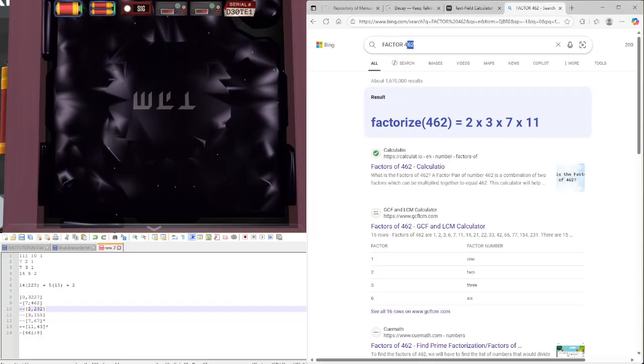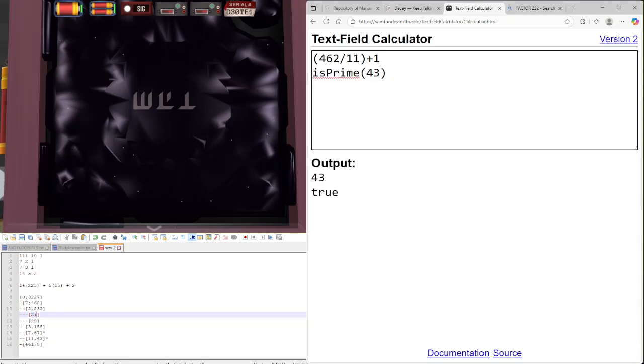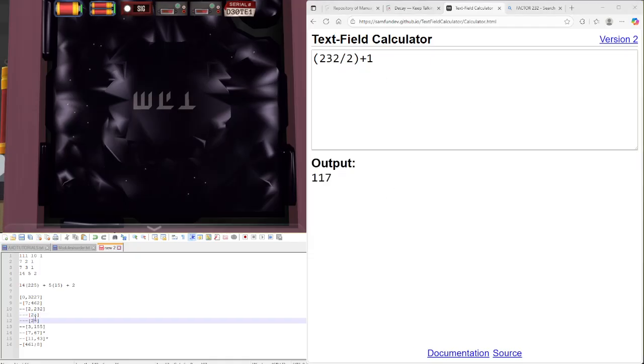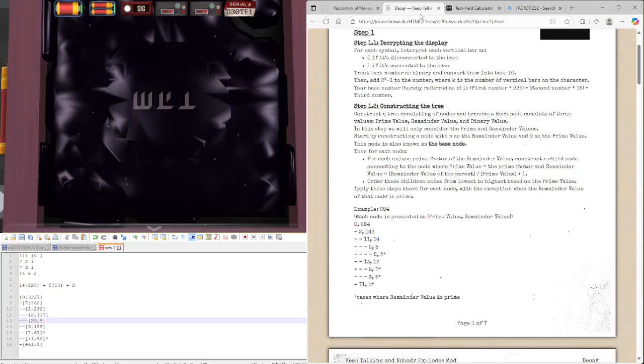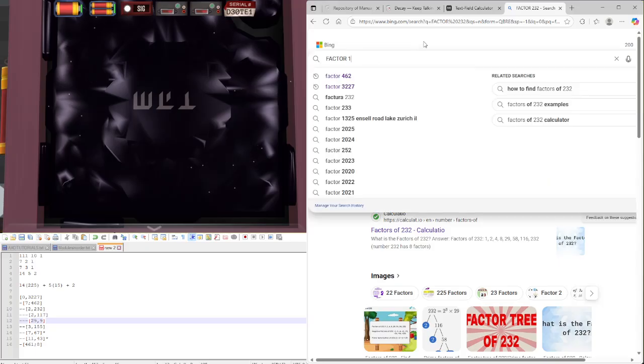We need to do the same. This one, we have 2 and 29, which gives us 17 and 9. There's 17. And 17 isn't prime, that was a surprise. So back to 117, we also stop moving it around.